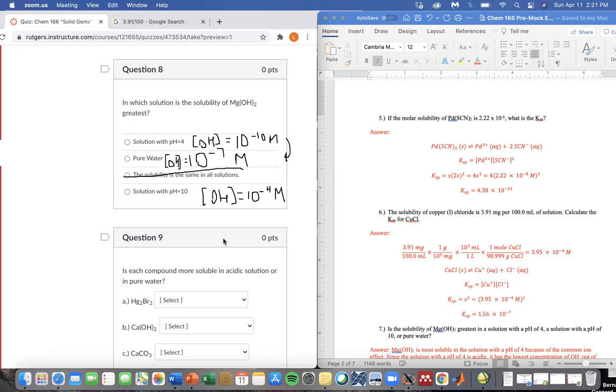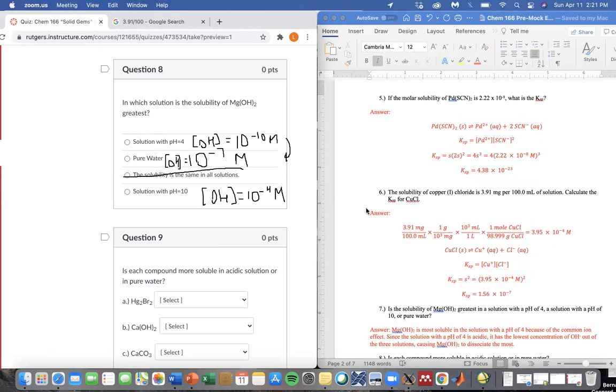More. So it's actually going to be more soluble in a solution that has less OH minus in it, because if you think of Le Chatelier's principle, and you have Mg(OH)2 going to Mg2+ and 2 OH minus.